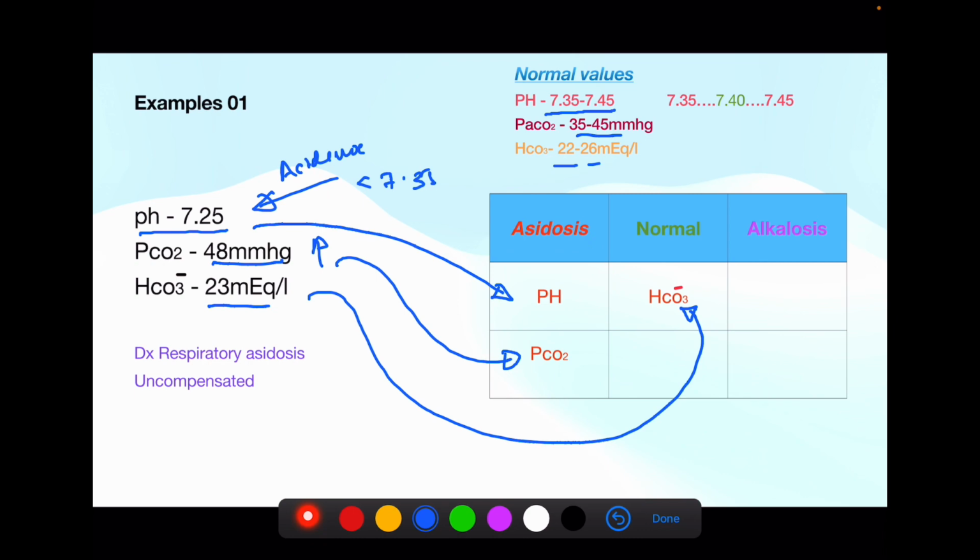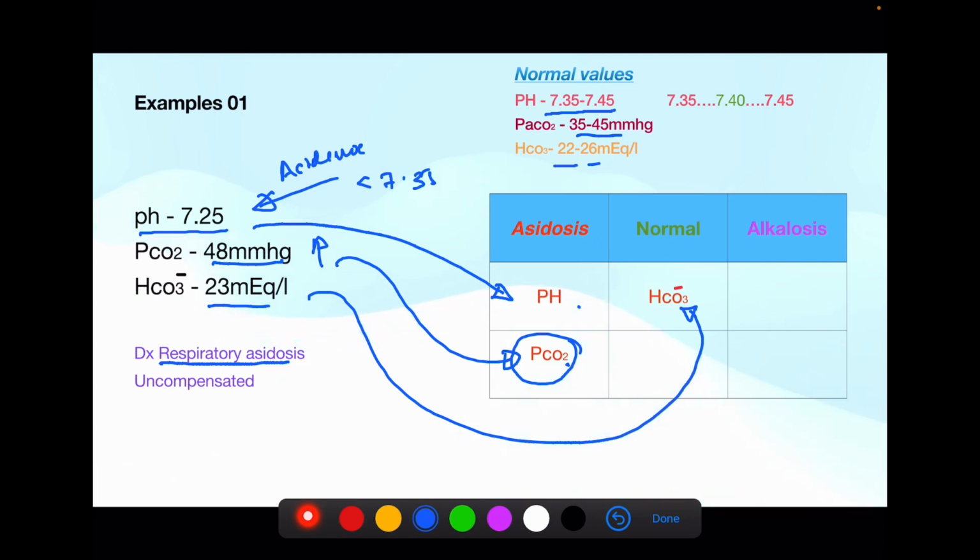Since your pH is acidotic, definitely there is an acidosis. Then you have to tell what kind of acidosis, respiratory acidosis or metabolic acidosis. Out of bicarbonate and partial pressure of carbon dioxide, which one belongs to the acidotic column? PCO2 belongs to the acidotic column. It means you can simply say this patient has a respiratory acidosis, because the pH is at an acidic level and your partial pressure of carbon dioxide is also at the acidotic level. Then you have to comment on whether this is compensated, partially compensated or uncompensated.